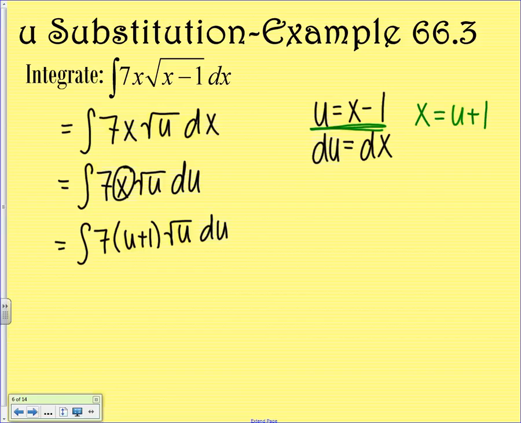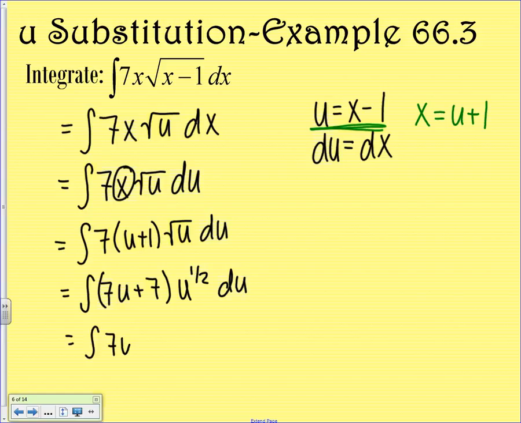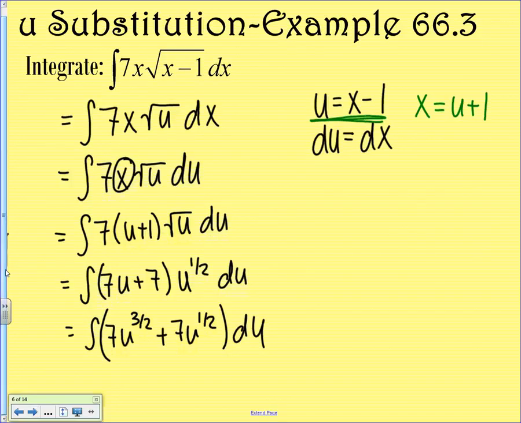So now we're going to distribute. Well, we can go ahead and distribute the 7. And then I'm going to make u to the 1/2 instead of the square root of u. And so now we distribute. 7u times u to the 1/2 is going to be 7 u to the 3/2, because 1 plus 1/2 is 3/2. And then plus 7u to the 1/2. And so that is it if you distribute it.